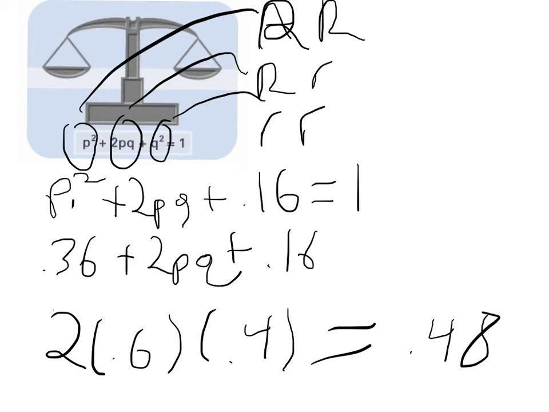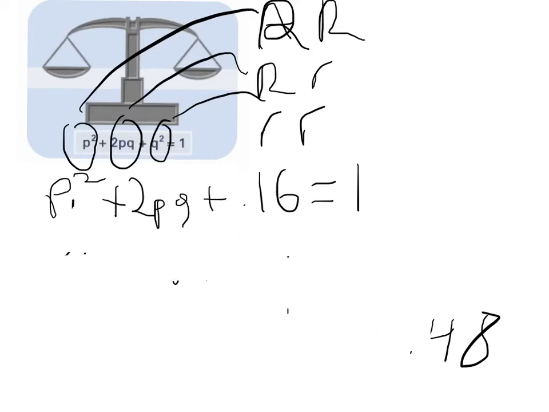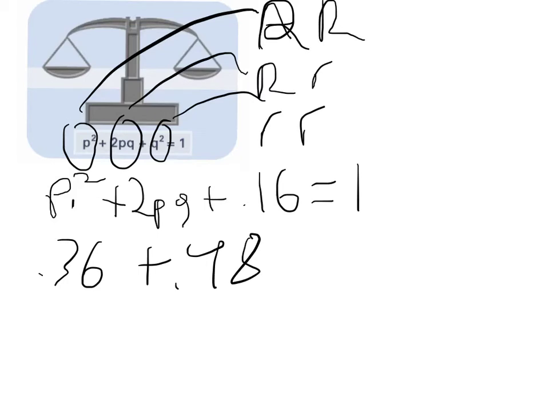So your equation should come up to be 0.36 plus 0.48 plus 0.16, and this is going to equal 1. So now you know that your equation is correct, and you can now multiply by the total population of the high school that we had earlier, which is 2,000.